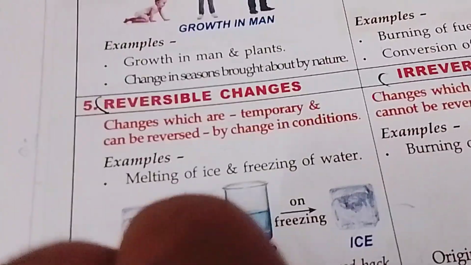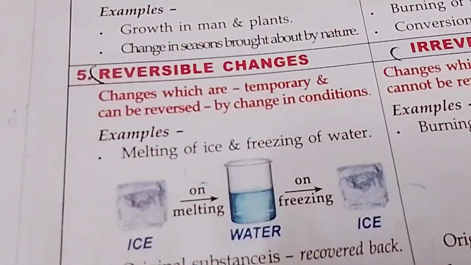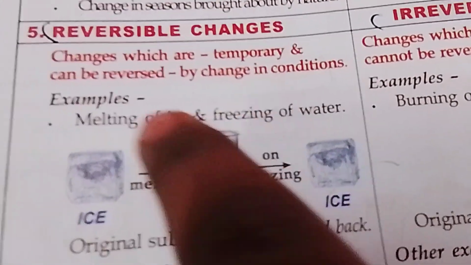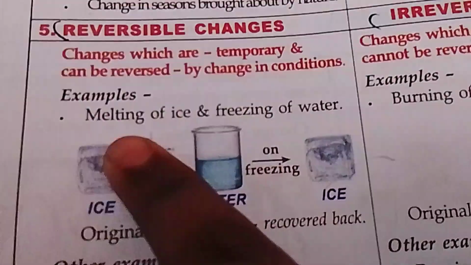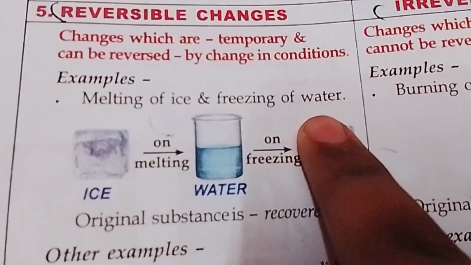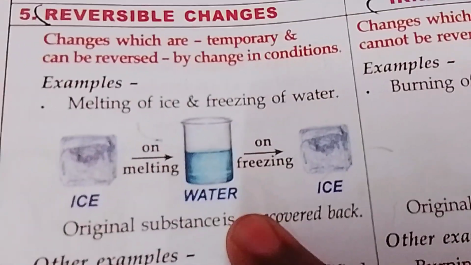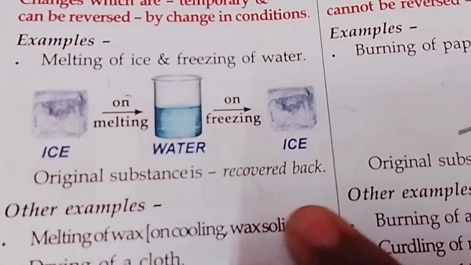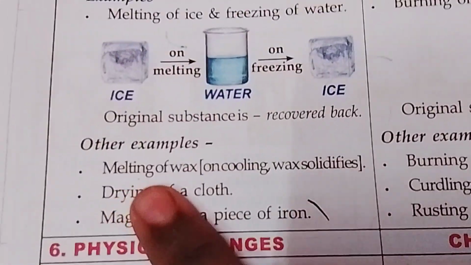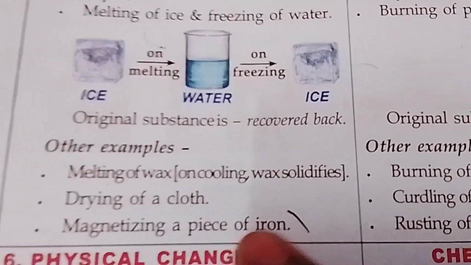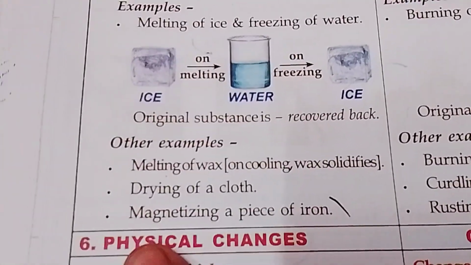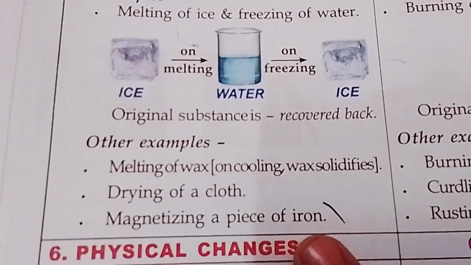Reversible changes are changes which are temporary and can be reversed by change in conditions. Example: melting of ice and freezing of water. Ice on melting gives water, water on freezing gives ice. Original substance is recovered back. Other examples: melting of wax, cooling of wax solidifies, drying of a cloth, magnetizing a piece of iron.